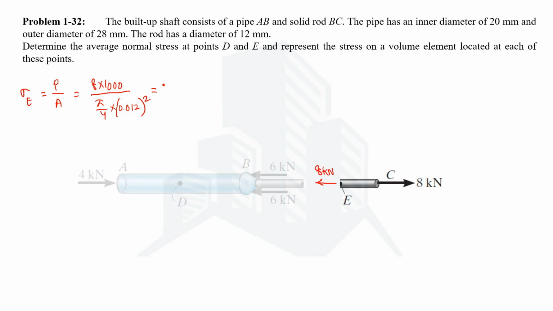On doing the calculations, we get a stress of 70.7 MPa, and the nature would be tensile stress because the force acting at this point is of tensile nature. The volume element located at point E can be shown like this. This is subjected to a tensile stress of 70.7 MPa. So this is how we can find the normal stress at a point located on any loaded object.